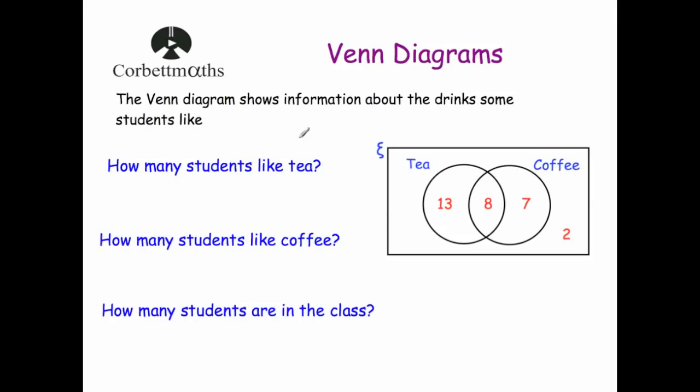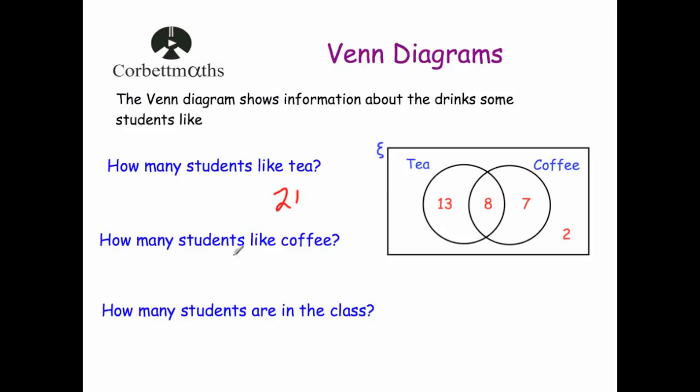Next question. How many students like tea? Well, obviously we've got these 2 numbers here. We've got our 13 and our 8, and they're both in the circle for tea. So if we add them together, we'll see how many people like tea altogether. Well, 13 plus 8 is 21. We've got the 13 people that like just tea, and the 8 people that like tea and coffee. So altogether, there's 21 people that like tea.